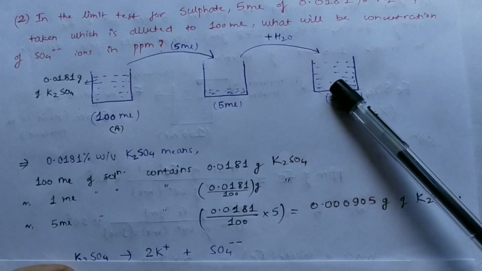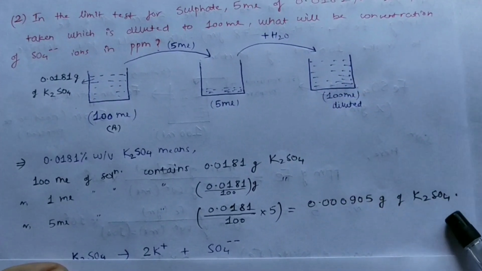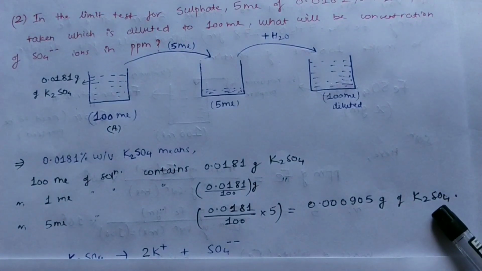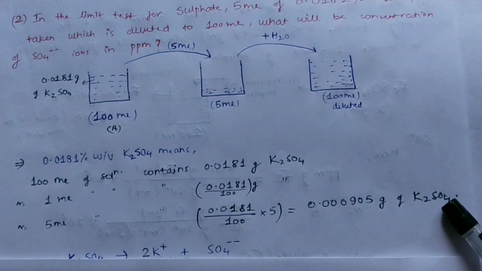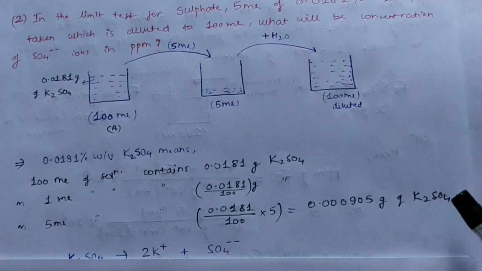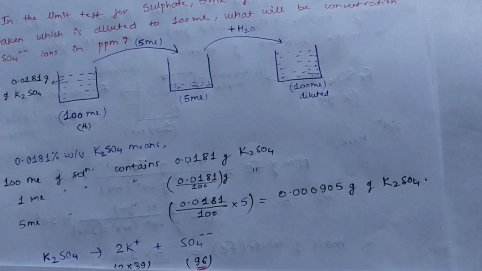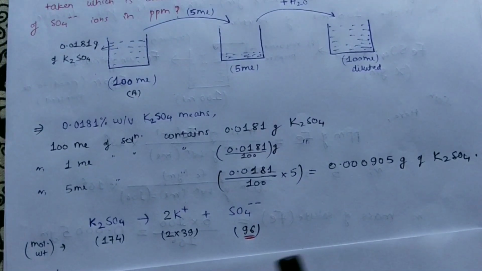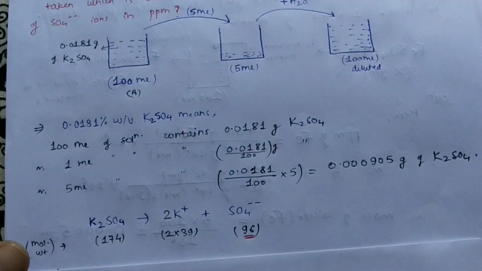Now we already know the mass of potassium sulfate, but the question is not asking for the ppm of potassium sulfate, it is asking for the ppm of sulfate ion. So you need to find out the gram of sulfate ion present in this. How will you find that out? First you should know one reaction, that is, how potassium sulfate will dissociate.